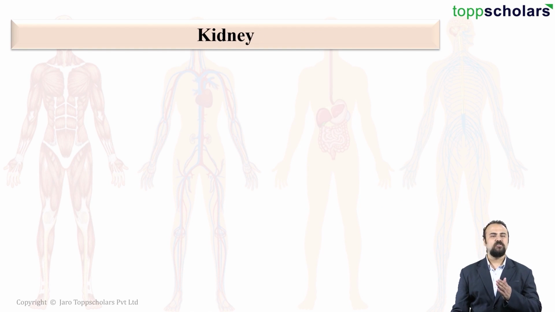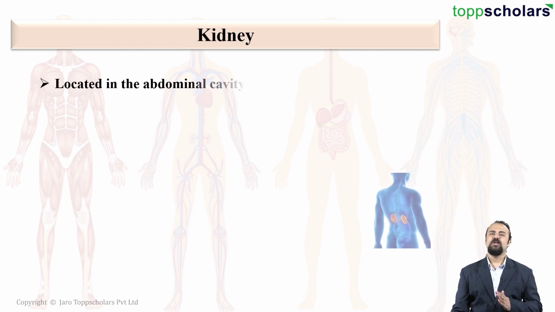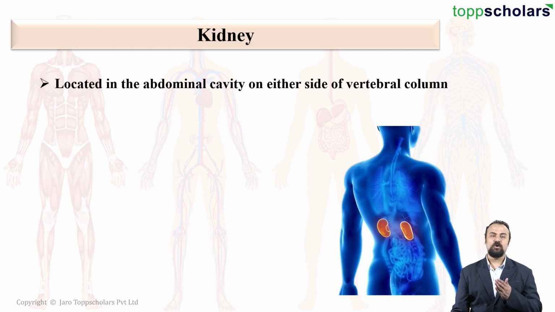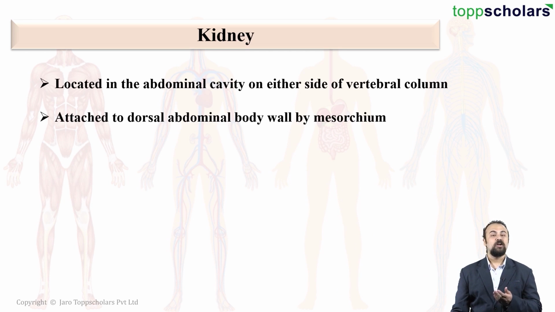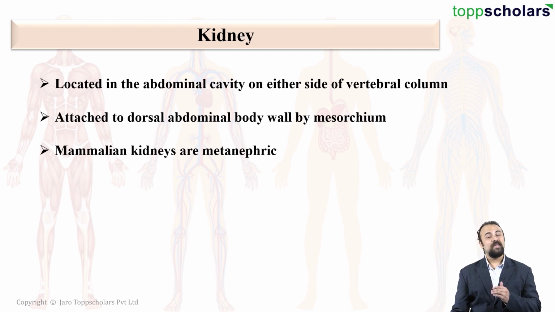Now let us first focus on the primary organ of the excretory system, that is the kidney. Students, the kidneys are located in the abdominal cavity on either side of your vertebral column. They are attached to the dorsal body wall, or I can even say the dorsal abdominal body wall, by mesorchium. Next students, mammalian kidneys are metanephric.